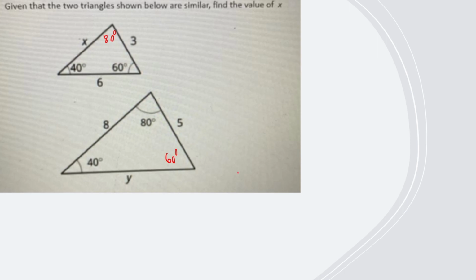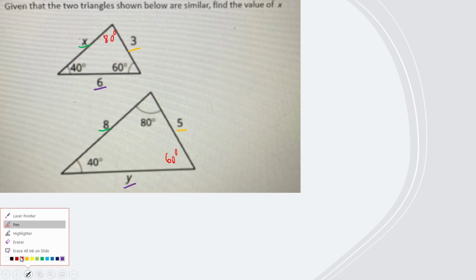Now we just have to match things up, right? So let me underline sides that are corresponding. So x is going to be corresponding to 8 because it's between our 40-degree angle and our 80-degree angle. And same thing goes down here for 8. Next up, 3 and 5 correspond because they're between the 80 and the 60-degree angle. And last but not least, 6 and y are corresponding because they are between the 40-degree and the 60-degree angle.